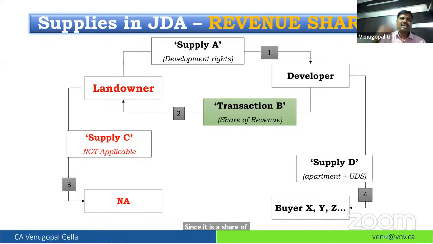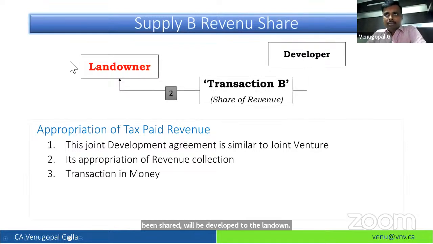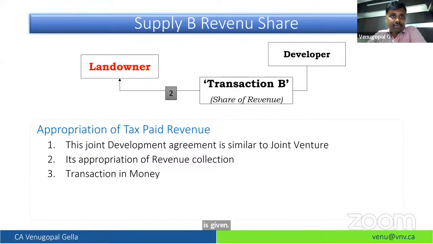So now we will look at the second leg of the transaction, which is money that has been shared by the developer to the landowner. Compared to the area sharing, this is a revenue which has been shared. In an area sharing, when an area is given, that was a construction service. If you remember, in the last session we clearly identified this transaction as a construction service provided by the builder to the landowner. While in a revenue share, this is a transaction in money.